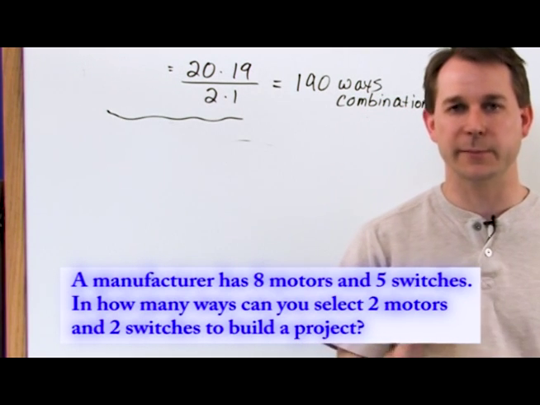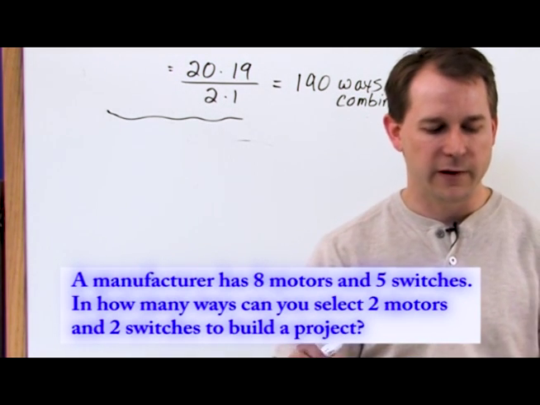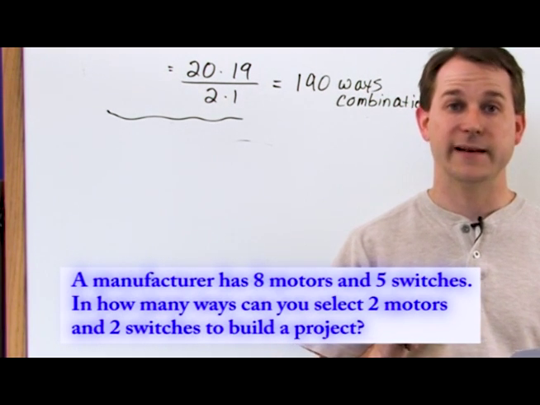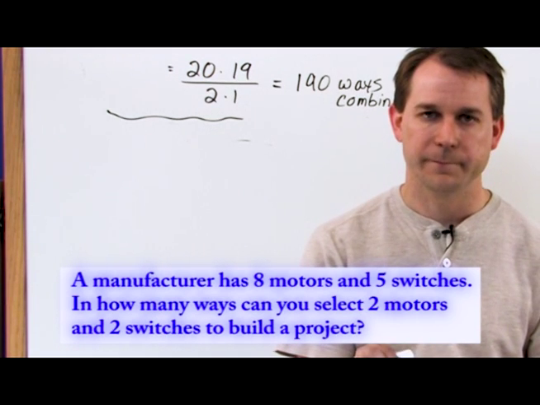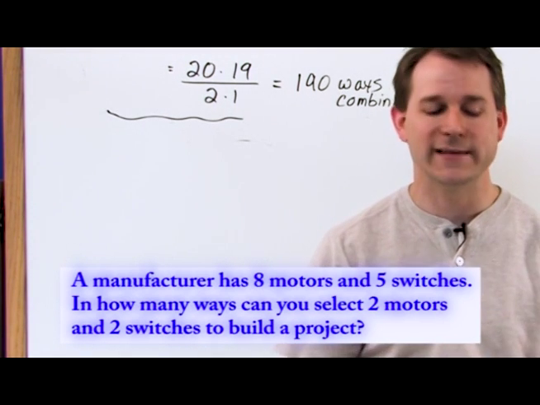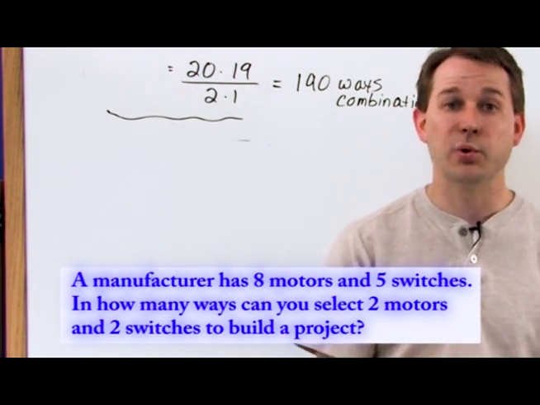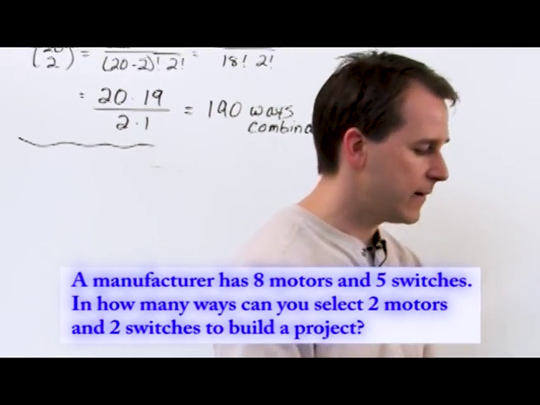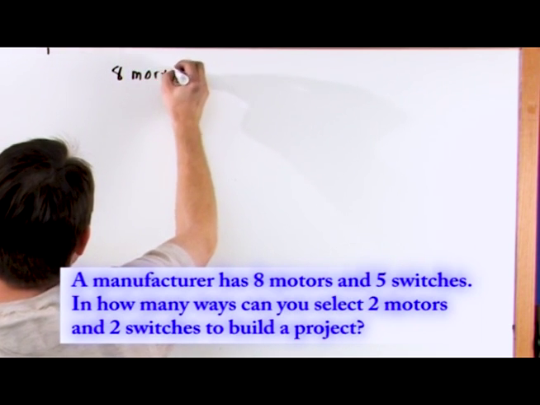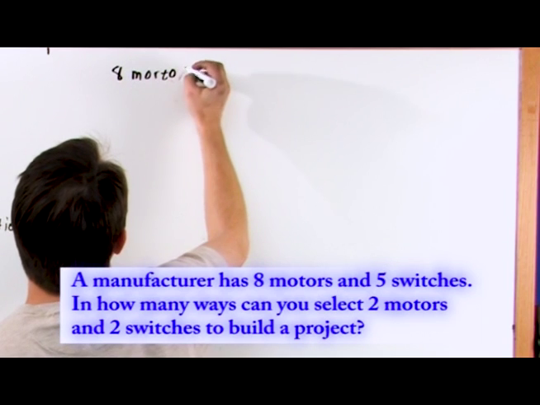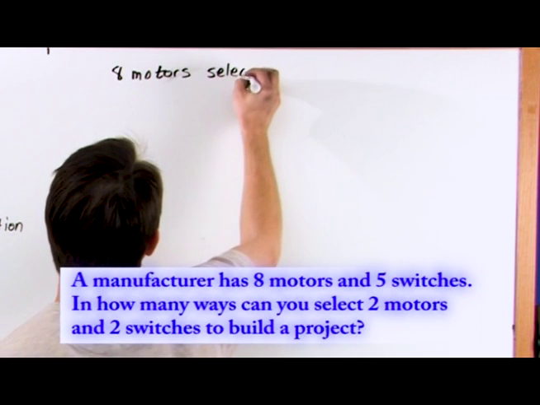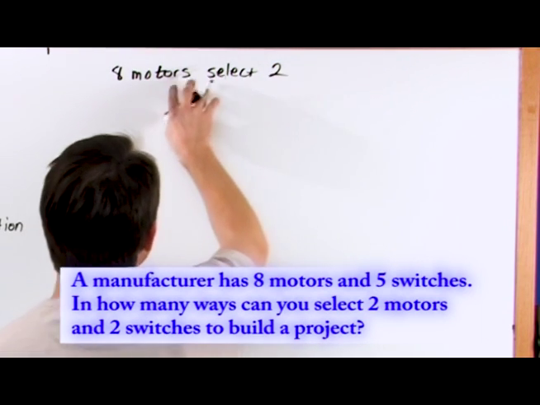The only thing that makes this problem a little bit trickier is that you have 8 motors and 5 switches, but I'm picking 2 motors and 2 switches. How do I do that? Well, let's walk through it one step at a time. Since we know we're picking 2 motors and 2 switches, let's first find the number of combinations, the number of ways that I can pick 2 motors from a pool of 8 motors. Let's do that first and find out what that comes out to. So I have 8 motors and I'm going to select 2 of them. So this is 8 motors taken 2 at a time.